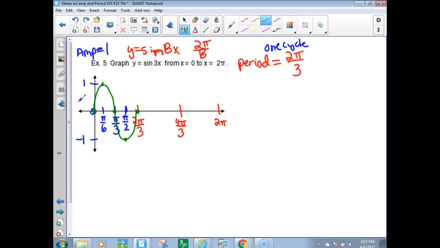Okay, and the next step will be to label your 5 key points in that one cycle. The first one's (0, 0). The second one is (pi over 6, 1). The third one is (pi over 3, 0). The fourth one is (pi over 2, negative 1). And then the final one that you need to show would be, I don't know, I think I'm going to continue my graph first before I write that one down.